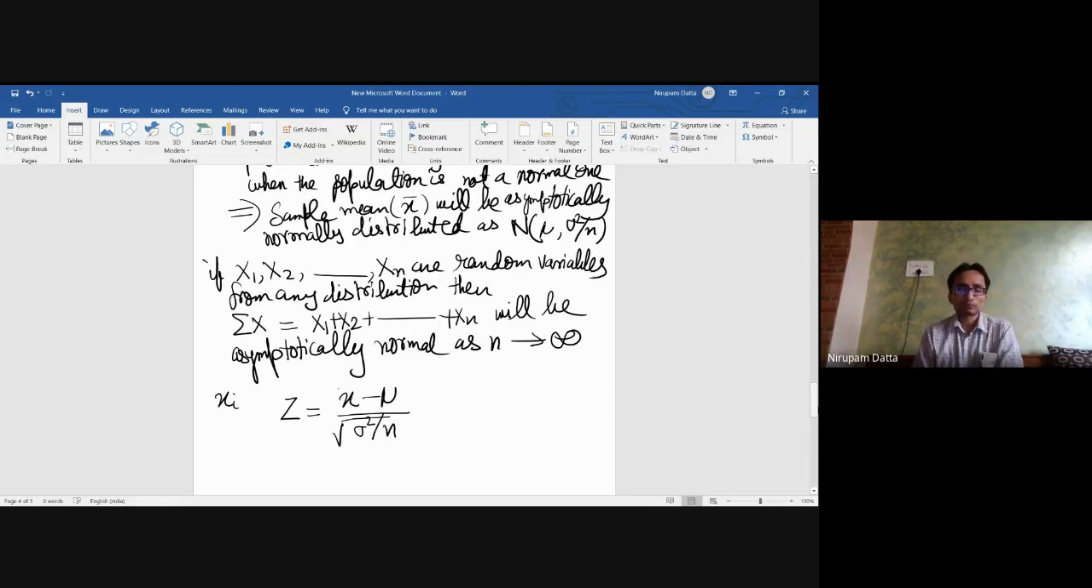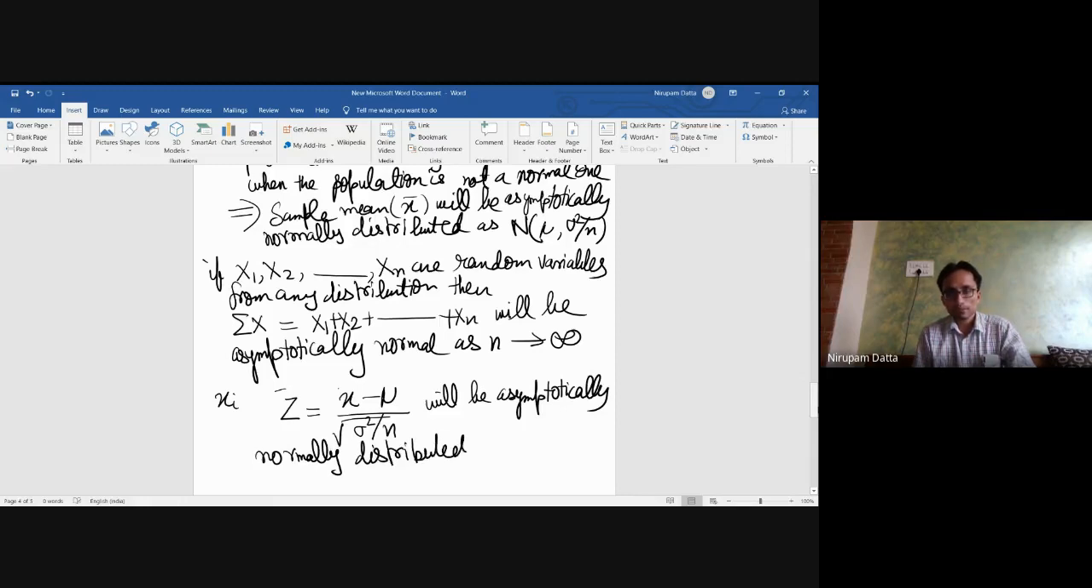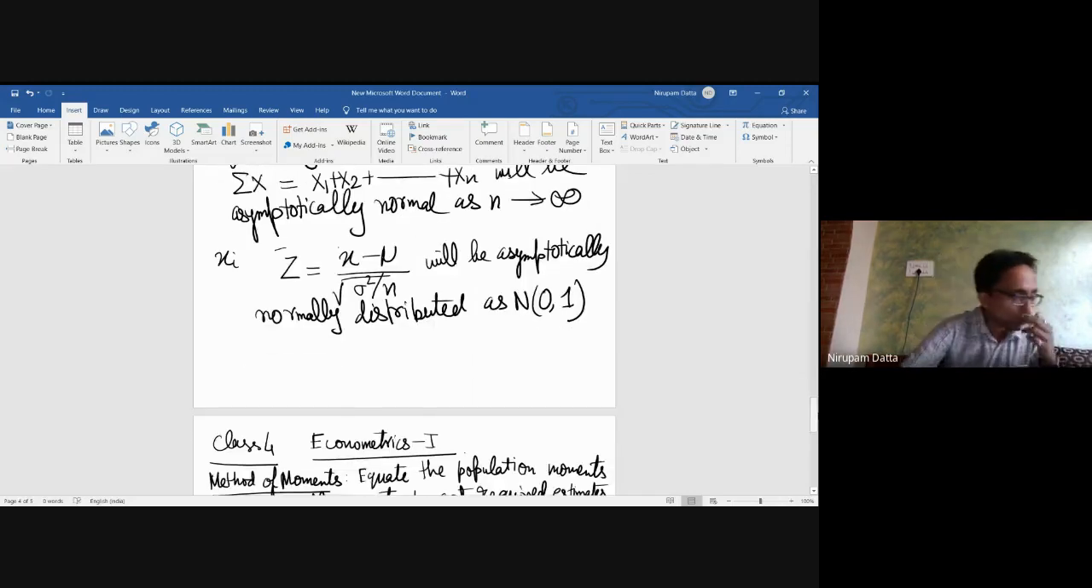So whenever the central limit theorem stands, this standardized random variable will also be asymptotically normally distributed as n grows, with a population mean of 0 and a population variance of 1. Okay. Fine.